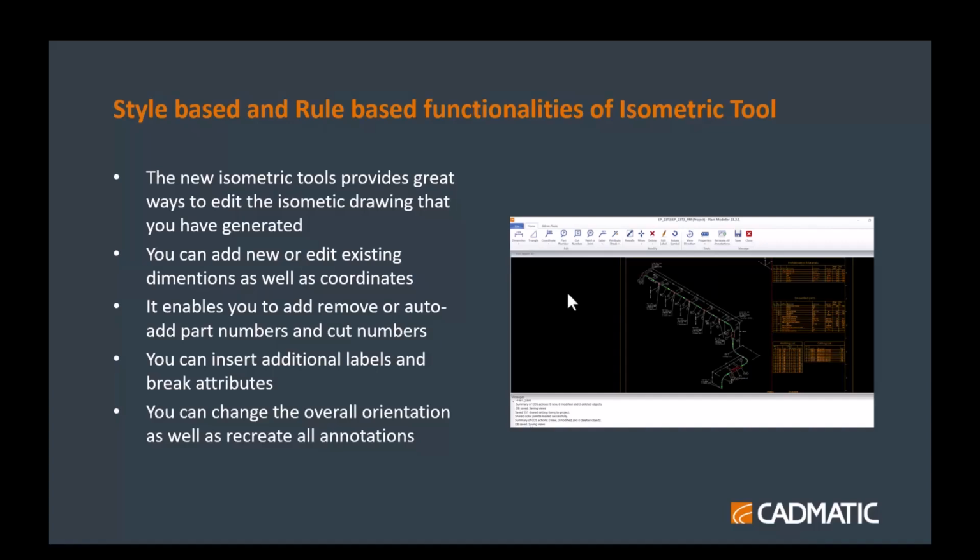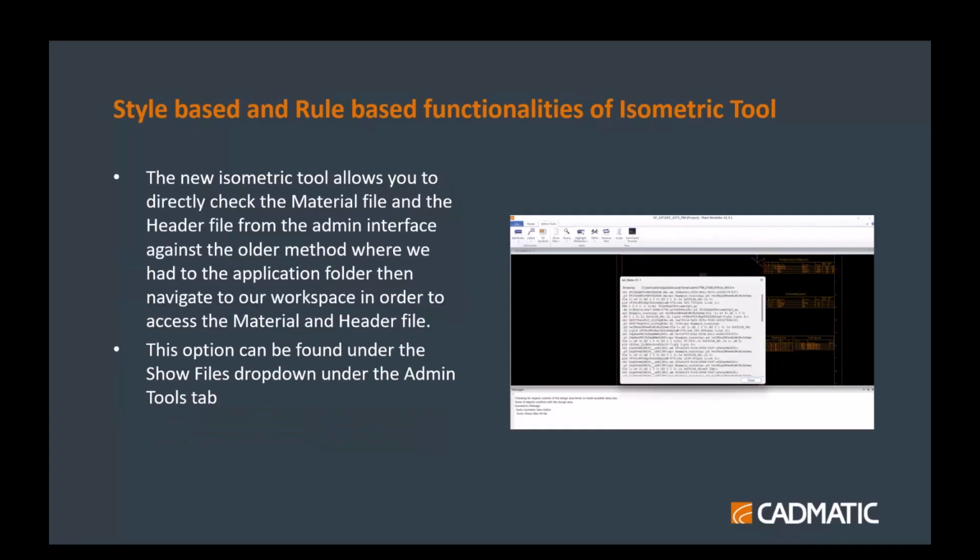Now coming back to our presentation, we proceed towards the last slide for our today's agenda. This is another new interesting feature that you will find under the admin tab that allows you to directly check the material file, the header file and the G file from the admin interface, against the older method wherein you had to go to the application folder, then navigate to the workspace in order to access the material and the header file. Now in this latest version, under the show files tab, under the admin tab, you directly have an option to have a look at the M file, H file and the G file.